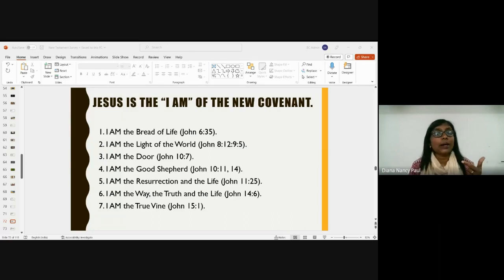Second, we see in John chapter 8, "I am the light of the world." And John chapter 10 says, "I am the door," and also says, "I am the good shepherd." And in chapter 11:25, "I am the resurrection and the life." And John chapter 14 says, "I am the way, the truth, and the life." And lastly, in 15, he says, "I am the true vine. No one can bear fruit except he abides in me."